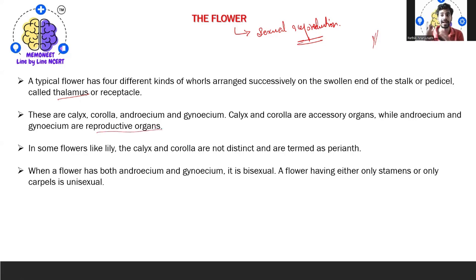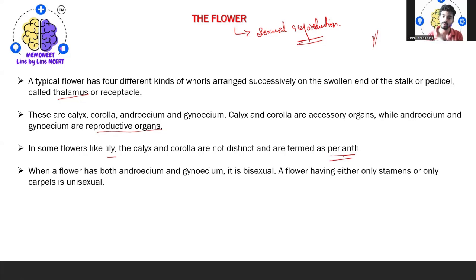If you remember the plant kingdom, we have already discussed what androecium and gynoecium are. They are the reproductive organs, right? Then, in some flowers, such as lily, the calyx and corolla are not distinct and are termed as perianth. The calyx and corolla cannot be distinguished in some flowers like lily, so they are termed as perianth.